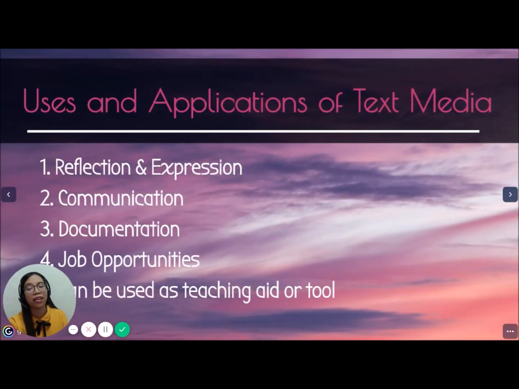Uses and applications of text media. So we have five here. The first two here are connected: reflection and expression in communication. In text media, we are writing it. So writing is a form of reflection and expression as well. Just like what I have said a while ago, when we are expressing ourselves in writing, it is better as we can check and recheck it. And also, we can control the length of it when we are writing it down. And we can carefully choose the words that we want to use if we are just writing it as opposed to when we are saying it directly. And writing is a form of communication.